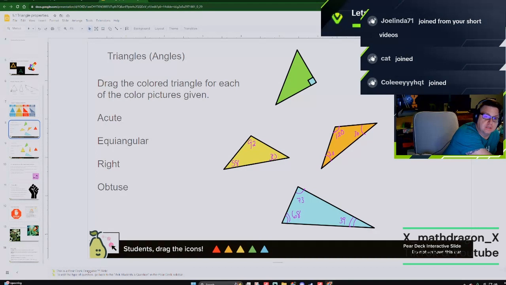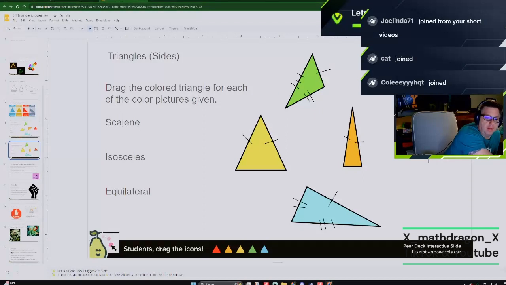So you can see this is a right angle. These above 90 degrees are going to be obtuse. Here's another obtuse. All these are less than 90, so those are going to be acute. And then this is equiangular because they're all the same.